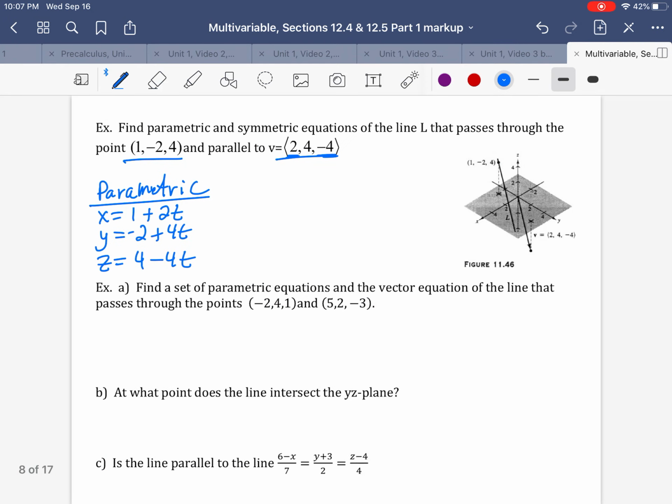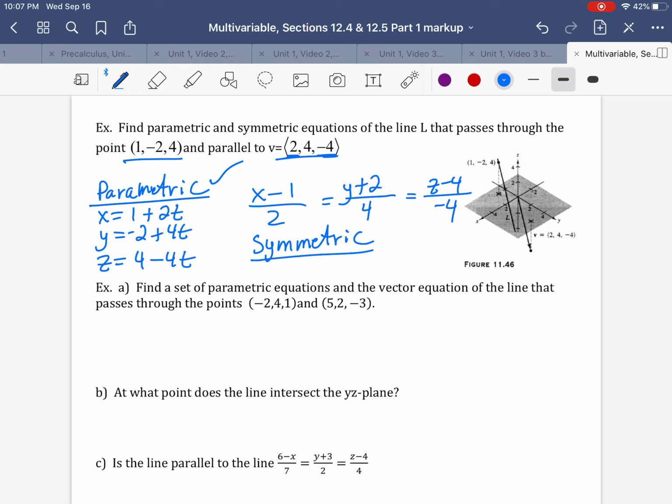All right, so over here in this next example, we're going to write it in symmetric form as well. So we're going to have three fractions. In the first one, we're going to have x minus, and the point is 1, over 2. Since we wrote it in parametric form, you can also just solve it in your head. You're going to have y plus 2, because it's usually y minus, but it's y minus a negative 2, so it's y plus 2 over 4, the direction. And then the last one will be z minus 4 over negative 4, the direction. So this would be the symmetric format.